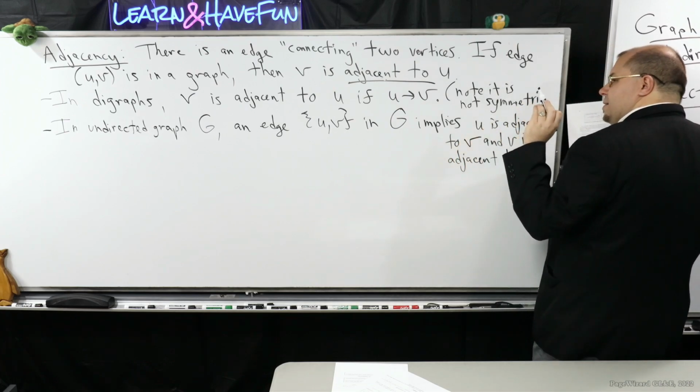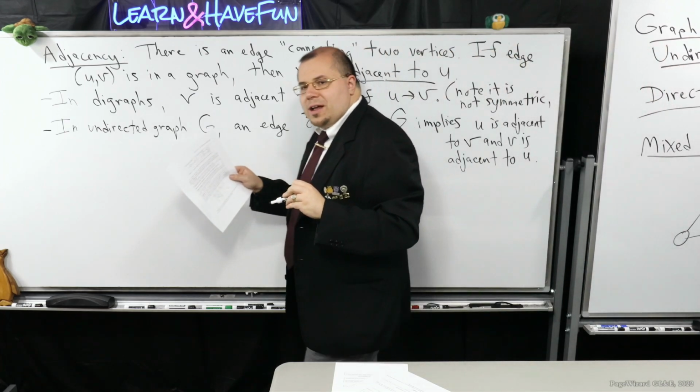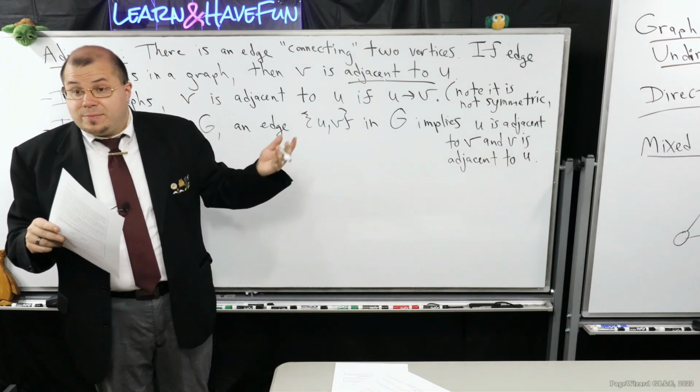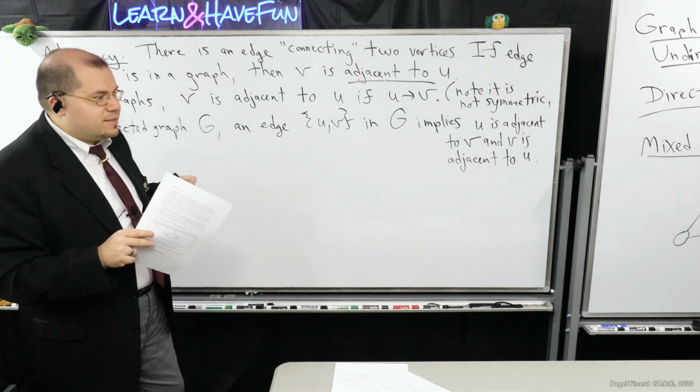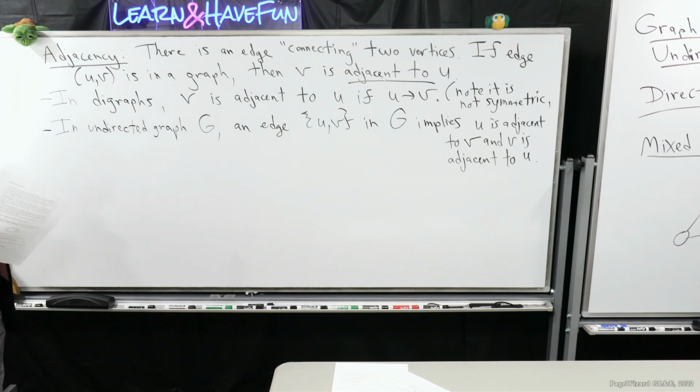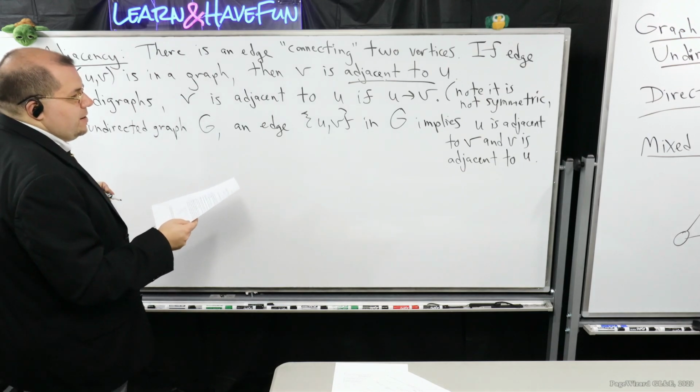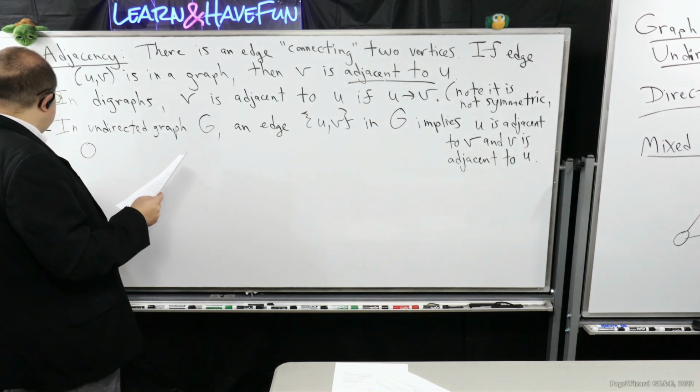So if we give you an undirected graph, for the notion of adjacency, it doesn't matter what order you tell me the vertices. Just as a quick example of what I mean by this, if we had this graph here.